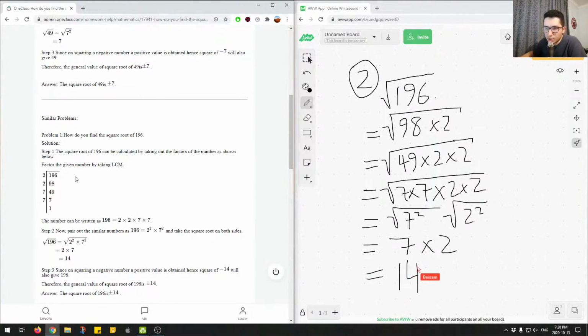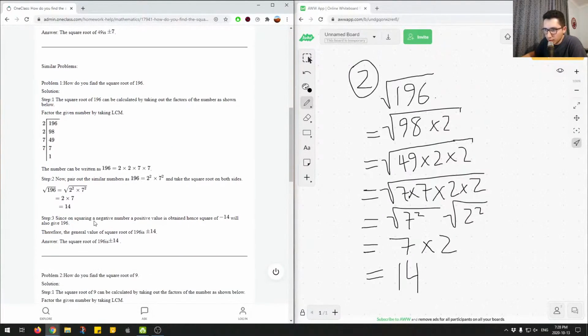Usually we memorize multiplication tables up to 12 times 12, so 196 might be a little more difficult to think what the square root of that is. This is a way to derive the square root of this, and we know it's 14. So 14 squared is 196. And once again, we add the plus or minus.